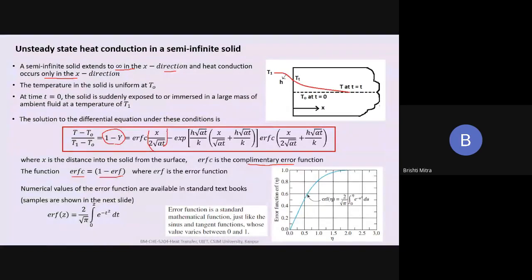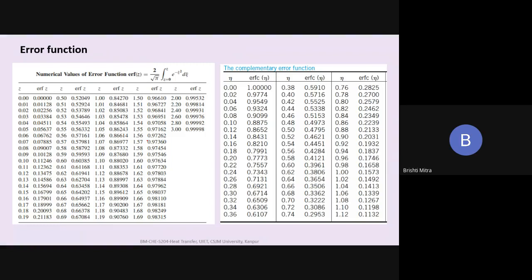So this will give me a numerical value. Once I have the numerical value, I can go to this chart. That means I have the numerical value of, say, eta. And then I can find out the error function of that particular eta from this particular table.